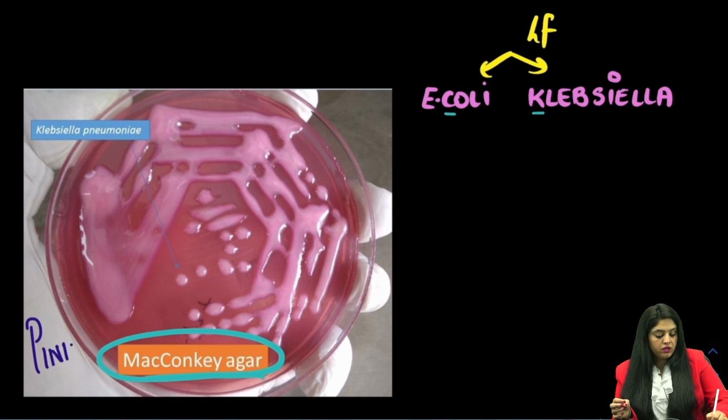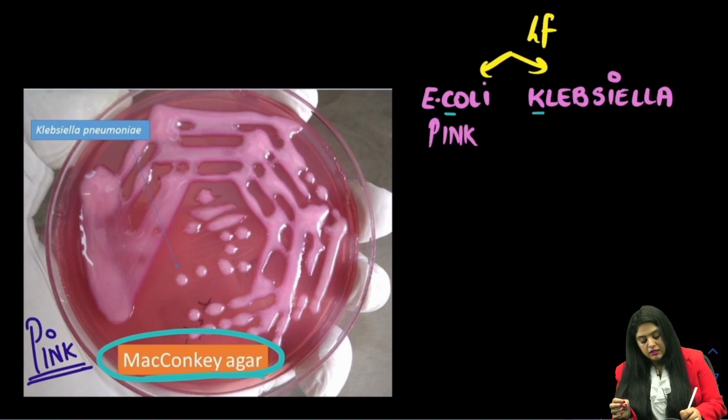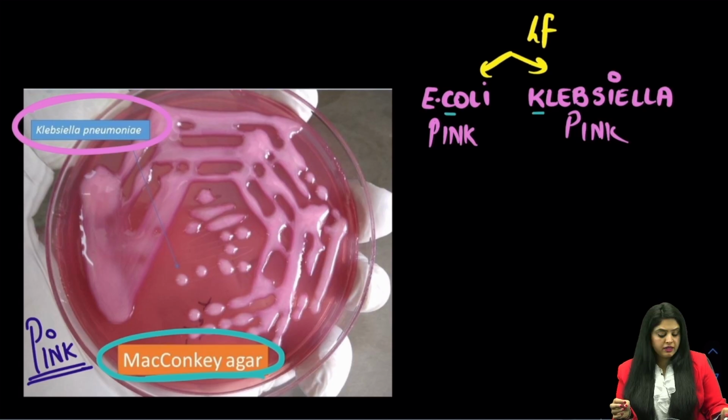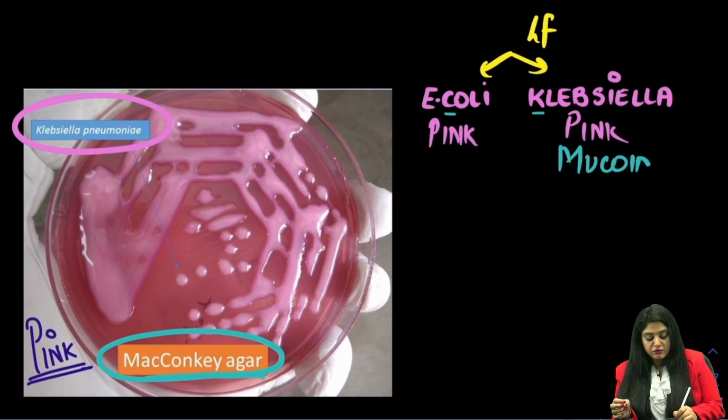Both of them on a MacConkey agar are going to give me a pink color. How do I differentiate? Because this one will be pink and this one will also be pink, but I am here saying this is a case of Klebsiella. How confident am I about it? Very confident. Why? Because Klebsiella is going to be pink as well as mucoid.